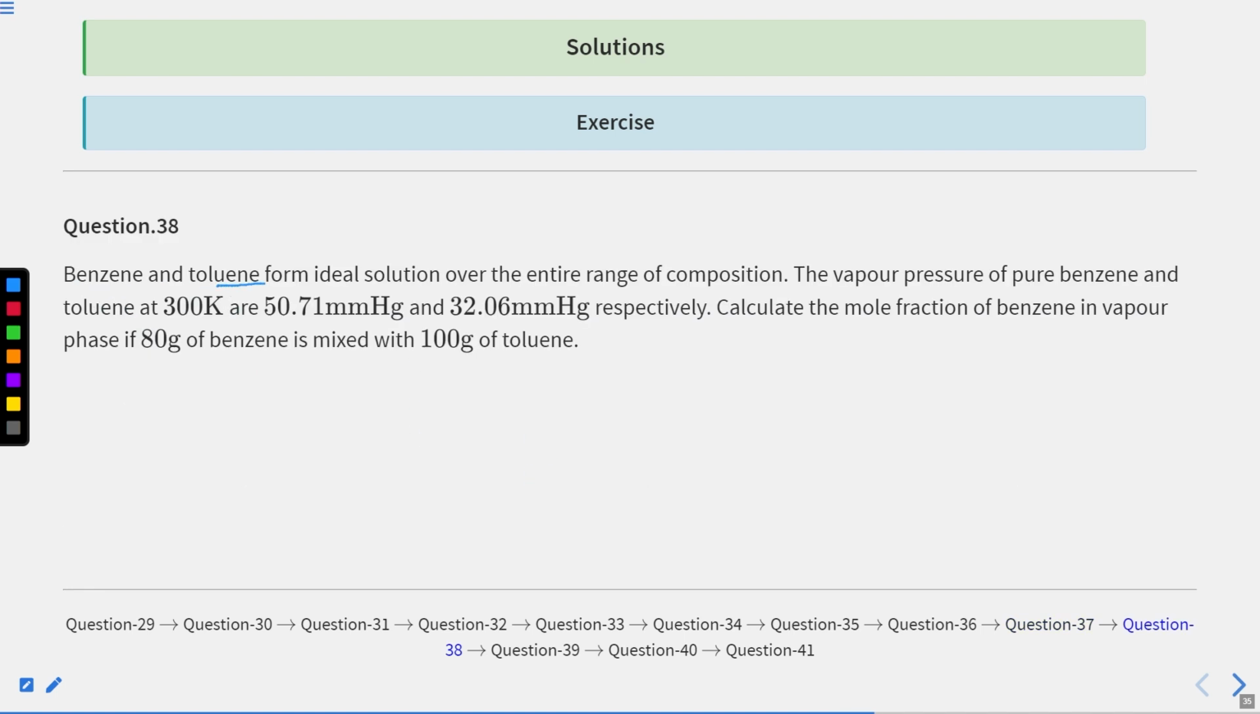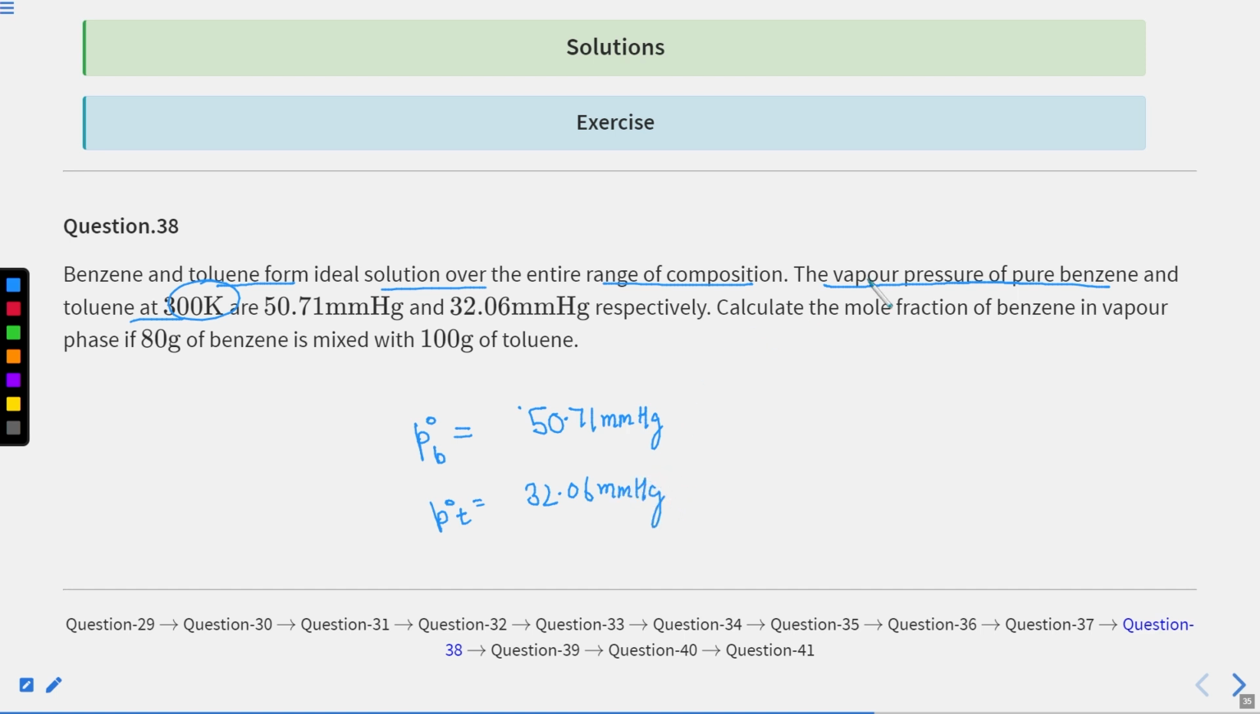Next, benzene and toluene form an ideal solution over the entire range of composition. It is mentioned that the vapor pressure of pure benzene and toluene at 300 Kelvin is given. I am representing benzene by P naught B, so for pure I have put this naught here. It is given as 50.71 mmHg, and P naught toluene is given as 32.06 mmHg.